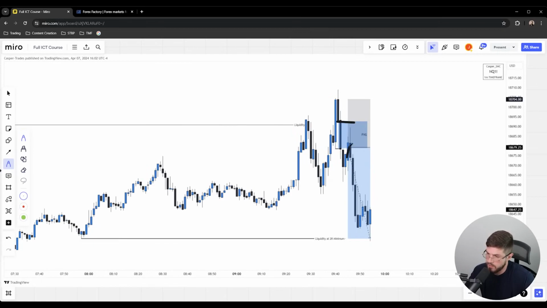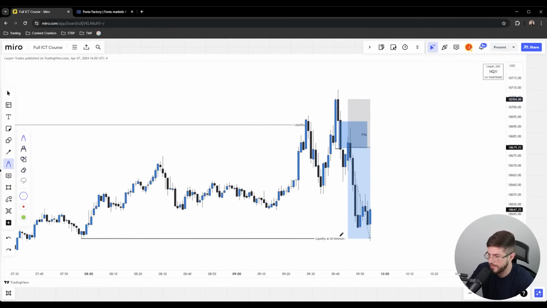Once the market trades into that fair value gap, you can look to trade with a stop loss of the first candle in the fair value gap. You could also put your stop loss above here if you like, but oftentimes if you put your stop there, if the market goes there, it's probably going to go here too. So this can help you a lot with your risk to reward.